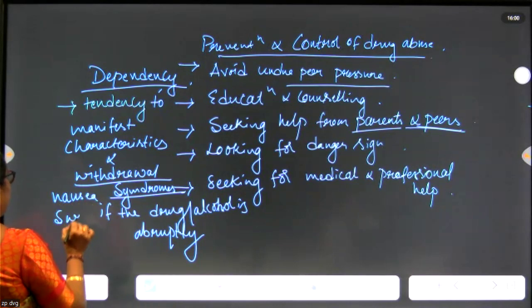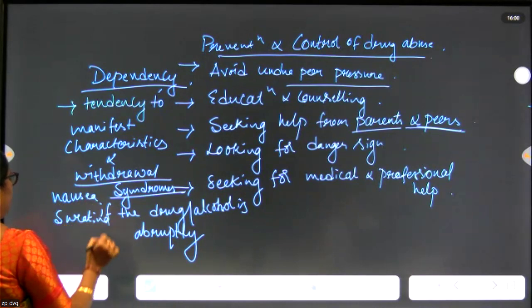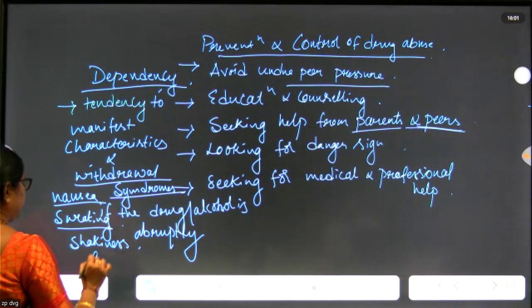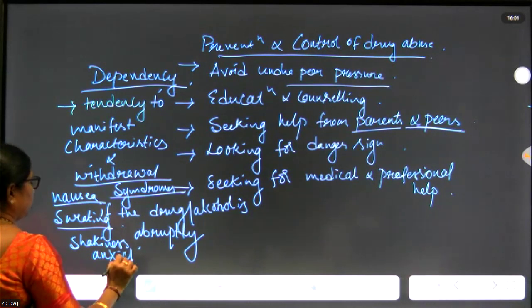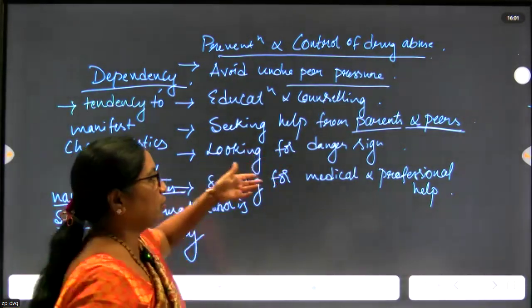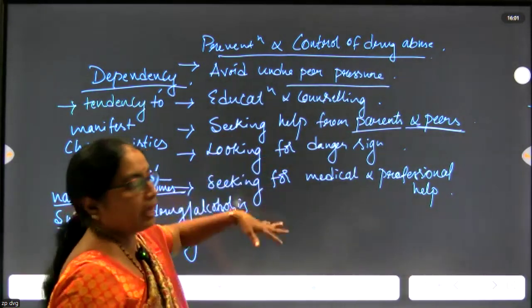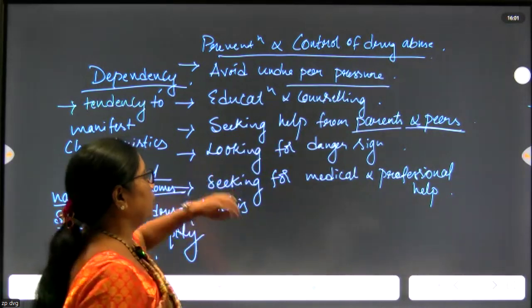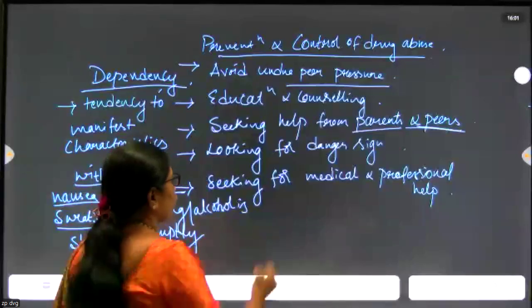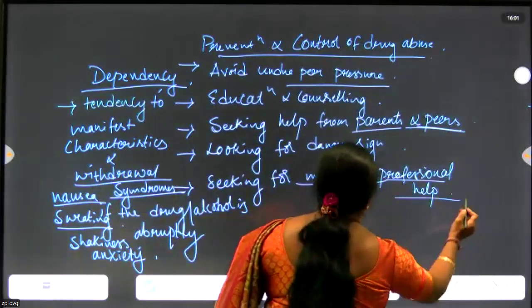sweating, shakiness, anxiety, etc. So adolescents cannot come out of this addiction on their own. They may require some help from parents or peers. So when they look into the dangerous signs, they can go for medical or professional help.